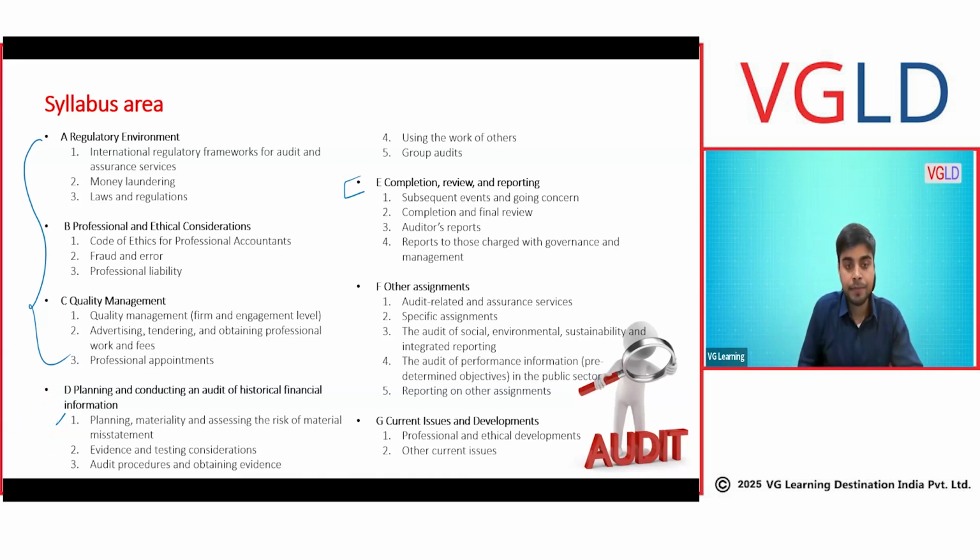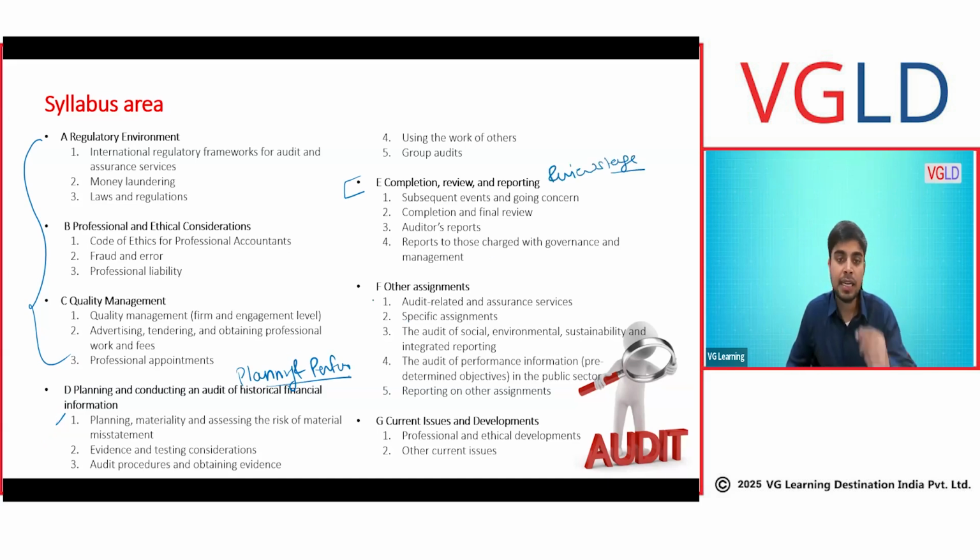So what I was writing? This is the planning and performance stage. This is the review stage. Majorly, these two together will consist of somewhere around 75 marks. It's not that the entire 50 marks and entire 25 marks will come from here. Definitely some areas from here, some areas from here.